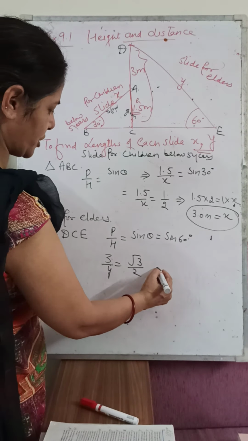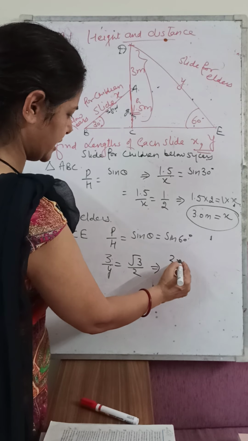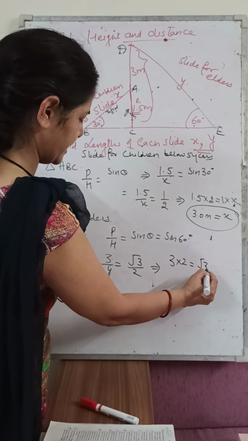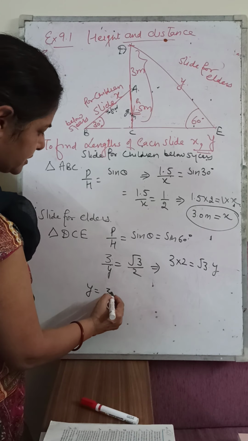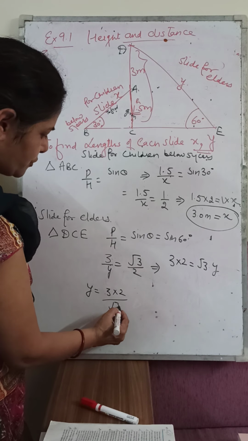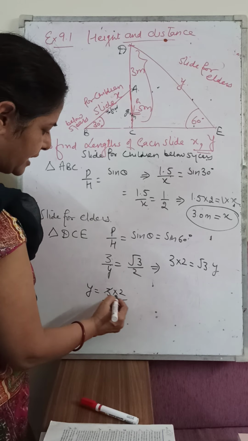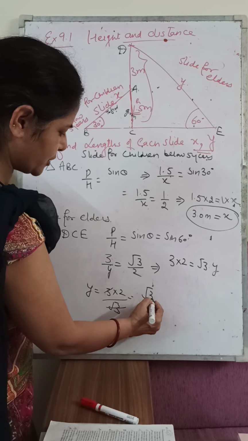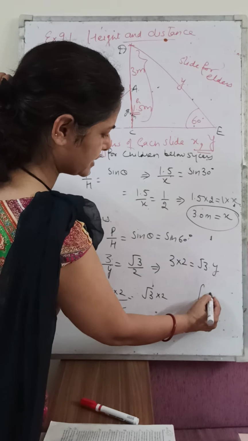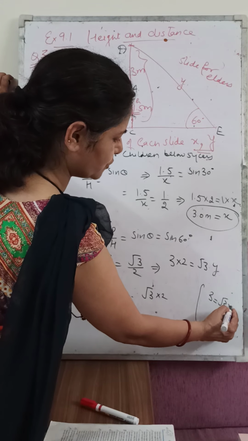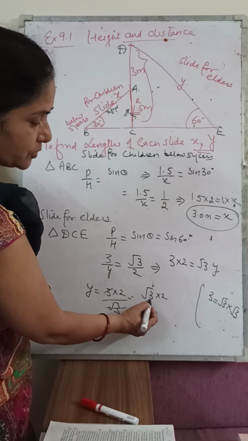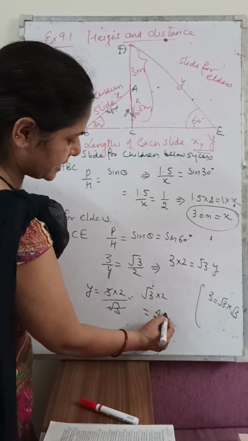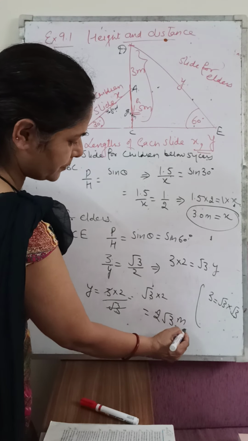So take this cross multiplication. 3 into 2 will be root 3 into y. Y will be 3 into 2 upon root 3. Root 3 will be cut with 3. You will be getting root 3 into 2. Why? Because 3 is root 3 into root 3. So it is here 2 times. 1 time will be cut, so 1 time will be left. So your answer is 2 root 3 meter.